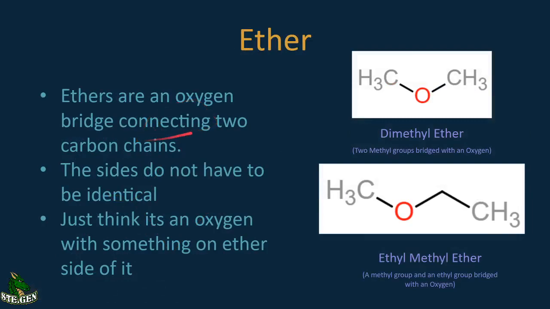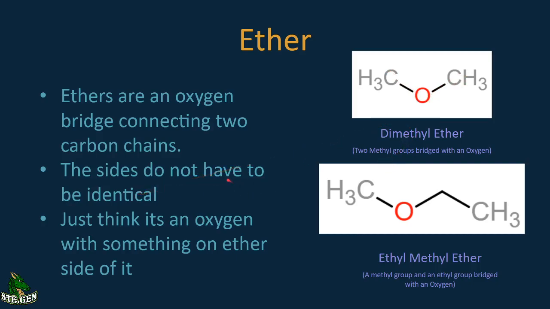Okay, ethers are an oxygen bridge connecting 2 carbon chains. So we can have an R group on each of the other sides. Back in that picture, it just usually had a carbon chain and then an R group. Basically, there just has to be stuff over here. There can't be an OH, because if it was an OH, it would be alcohol. The fact that it's in the middle of something is what makes it an ether.